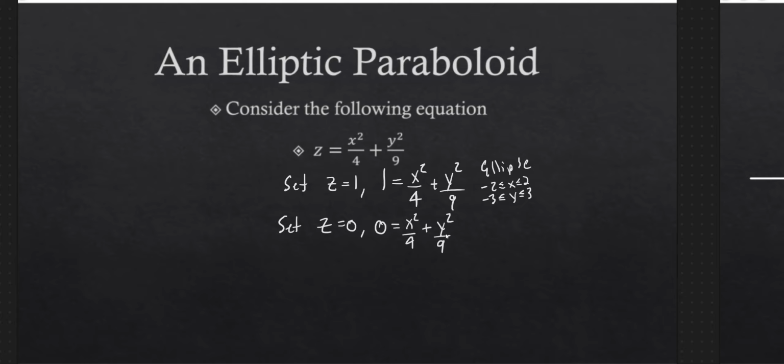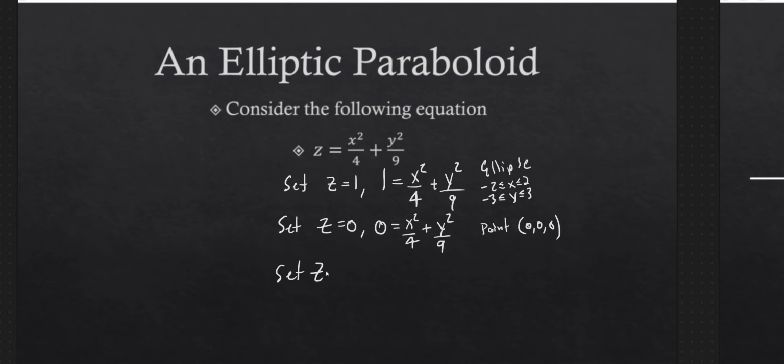Here, we've got to think about this a little bit. x squared is non-negative, right? Anything squared is non-negative. y squared is non-negative, and is 0 if and only if y is 0. The only way for the sum of these to be equal to 0 is if both x and y are 0. So this gives us not a curve, not an ellipse, but rather a point. This is the vertex of our elliptic paraboloid. Let's keep going with this.